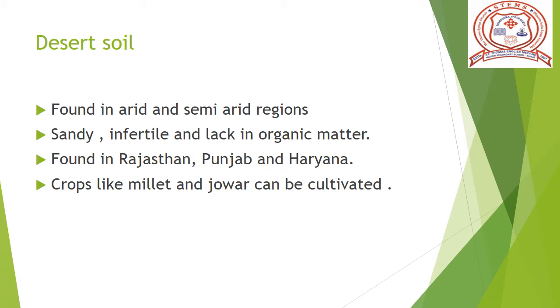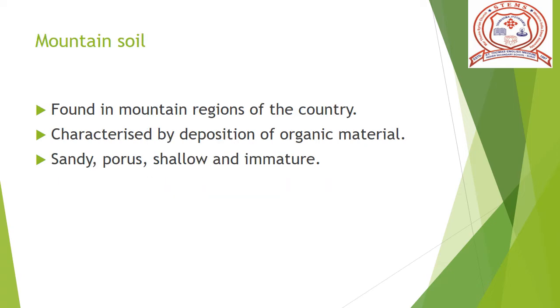So desert soil can be found in arid and semi-arid regions. The soil is sandy, infertile and lacks organic matter. It is found in states like Rajasthan, Punjab and Haryana. Crops like millet and jowar can be cultivated.